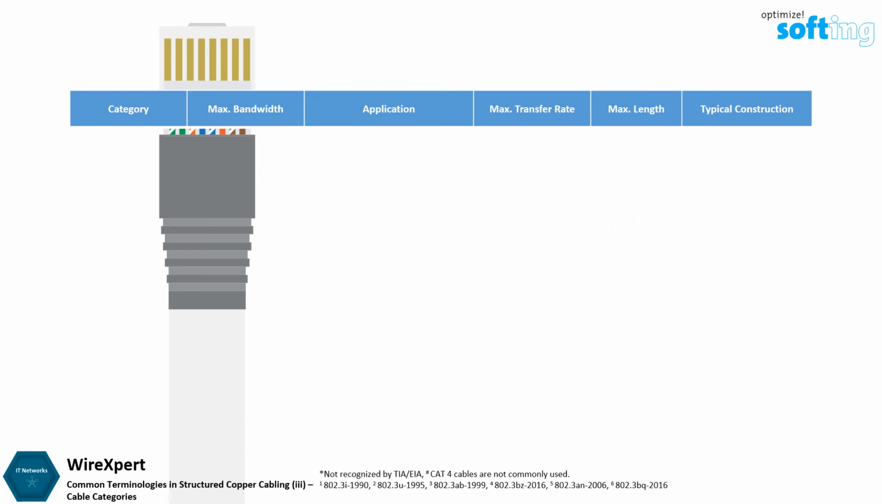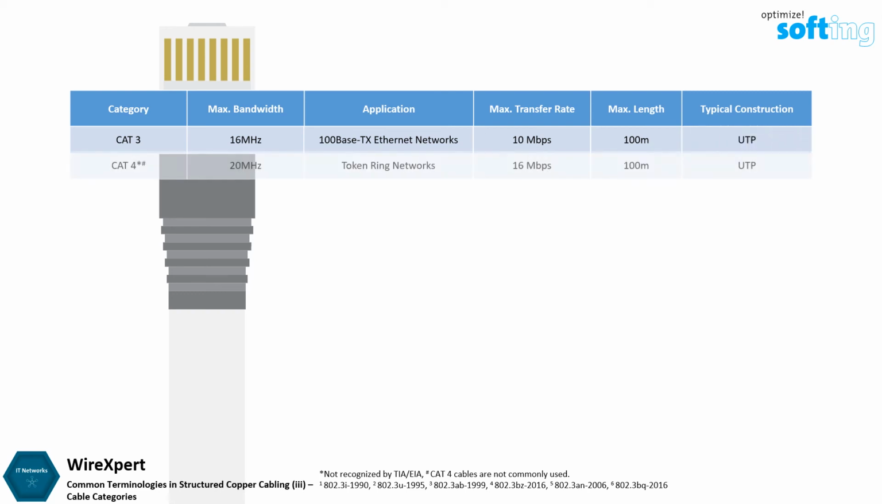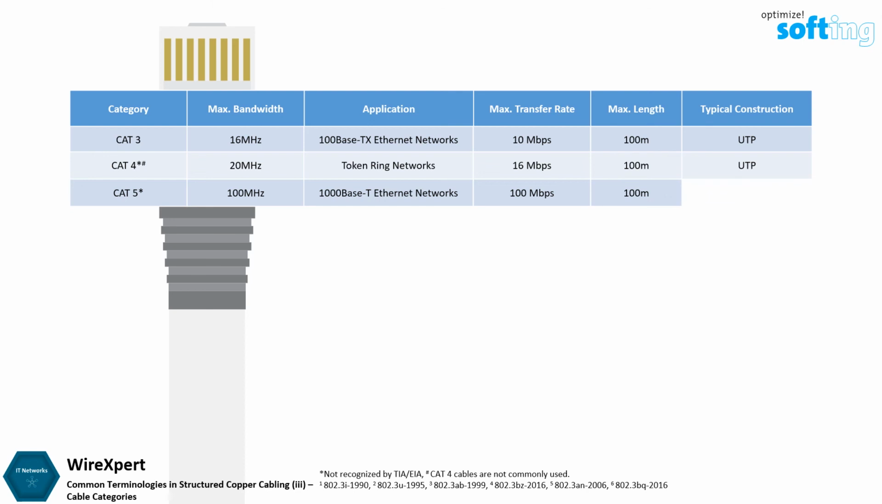For example, Cat3 cables operate at a maximum frequency of 16 MHz and can be installed for 10 Mbps Ethernet networks. Cat3 cables are typically constructed as UTP. Cat5 cables operate at a maximum frequency of 100 MHz and can be installed for 100 Mbps Fast Ethernet networks. Cat5 cables are typically constructed as UTP.